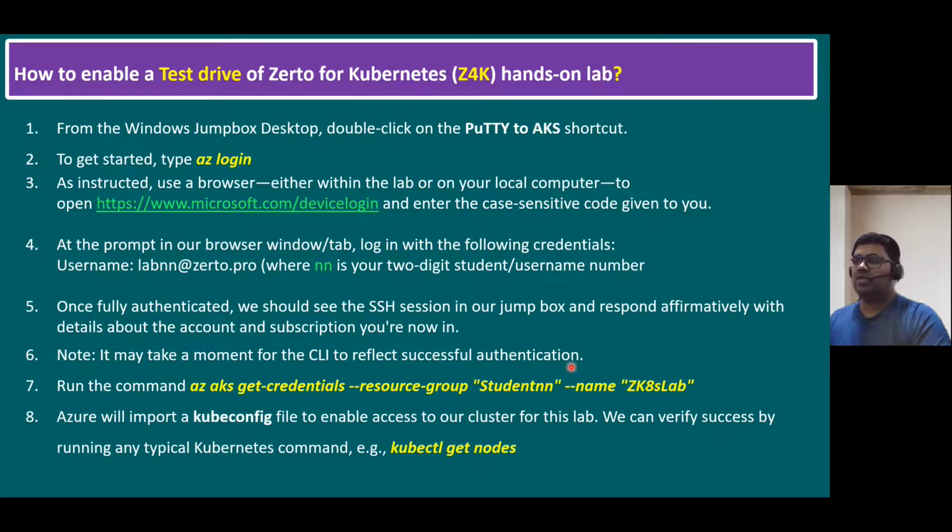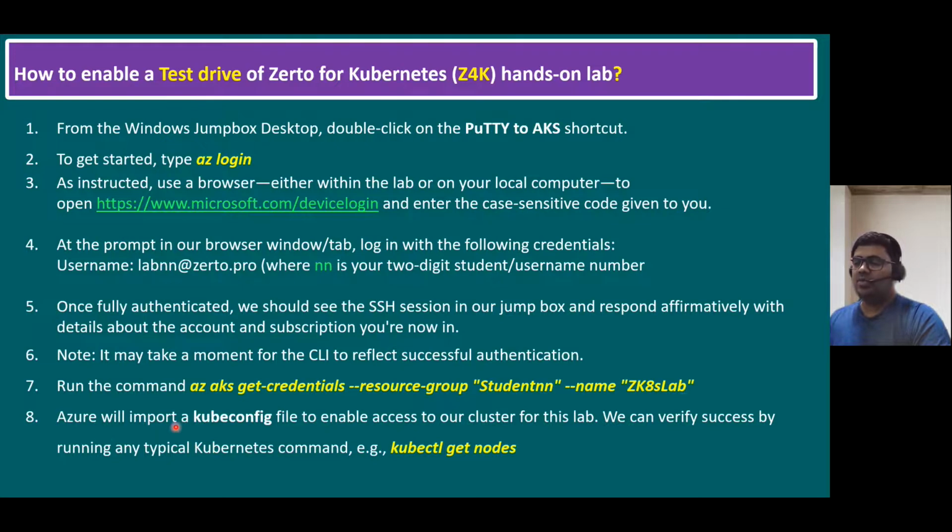Generally, we are connecting to the public cloud, Azure. So when we're trying to connect from our jump host, it may take a while to connect. Once the connection is established, we have to run this command. This command is az aks get-credentials for this specific resource group, our student ID, and hyphen name, and our name should be Zerto Kubernetes Lab. So in short form, ZKH Lab.